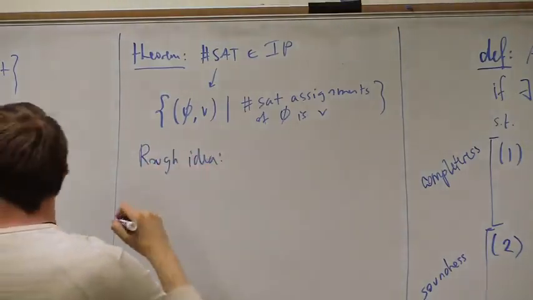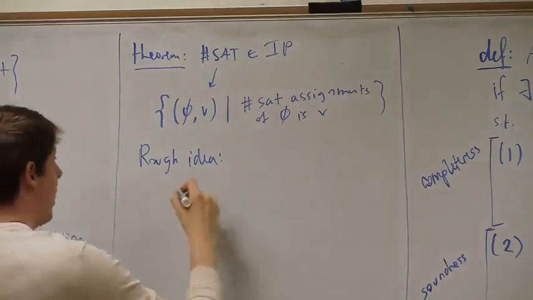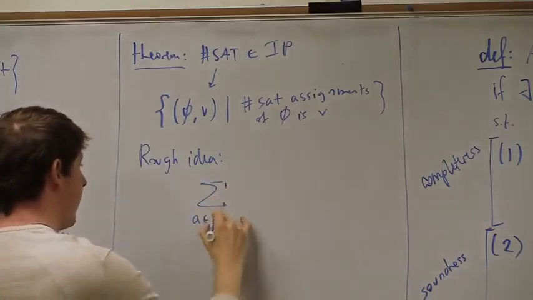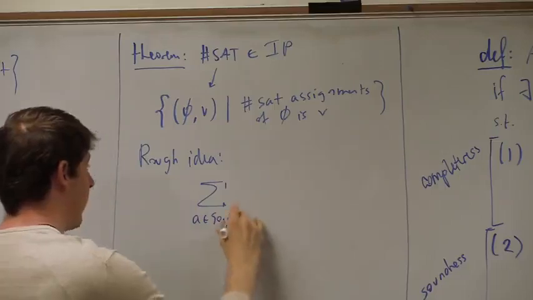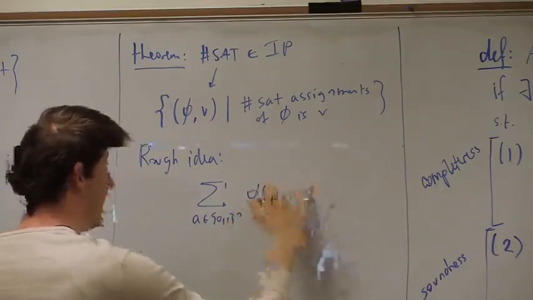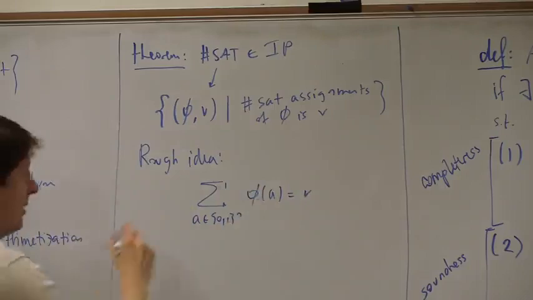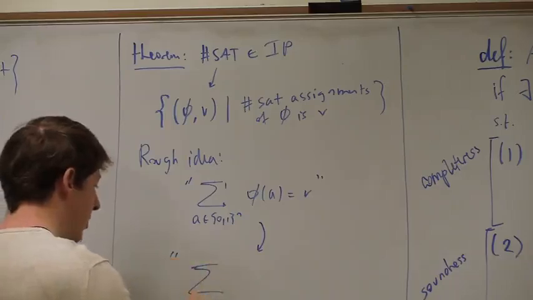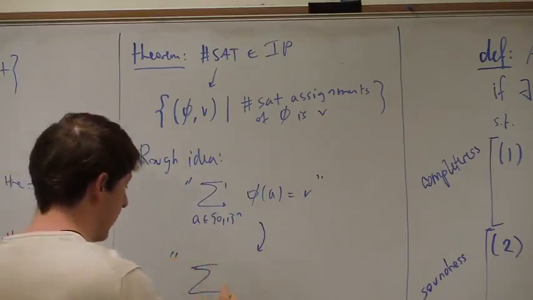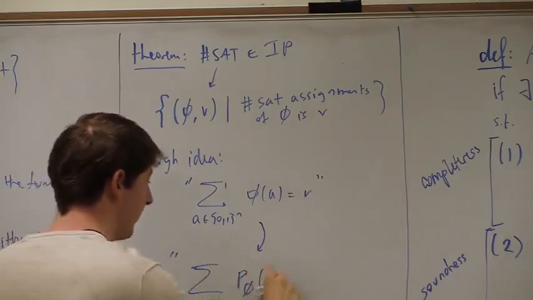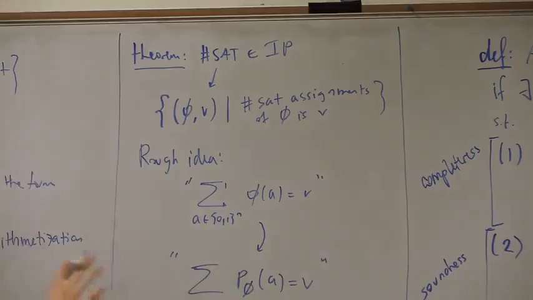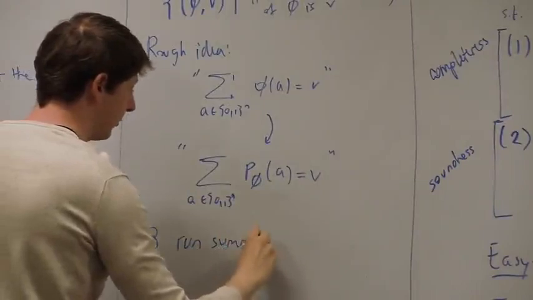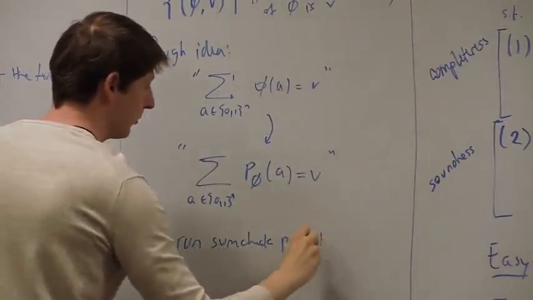We're going to turn a problem such as the sum over a in 0, 1 to the n, summing up all of the assignments, and we're going to turn this into some problem about a corresponding polynomial. It actually turns out to be a slightly different polynomial in this case to this one, and then run the sum check protocol. Okay?